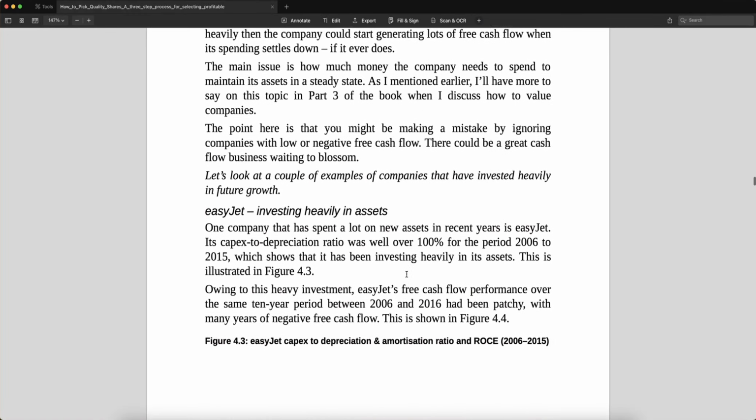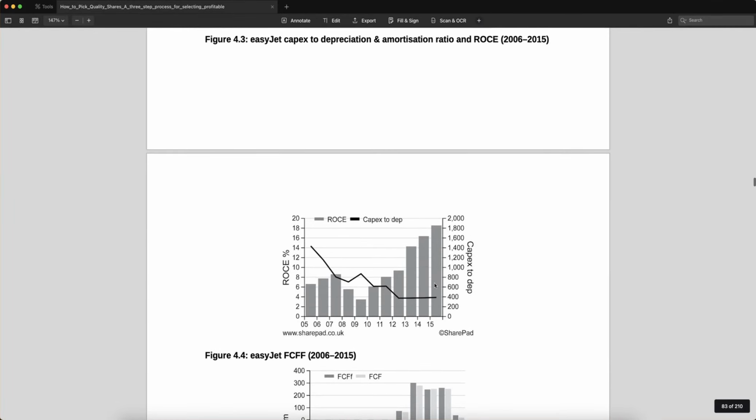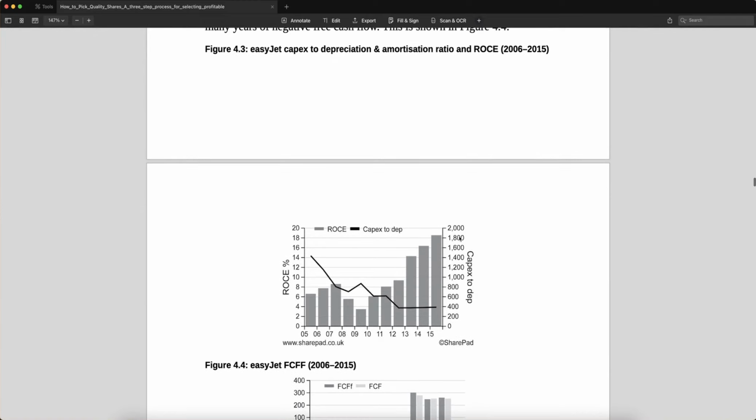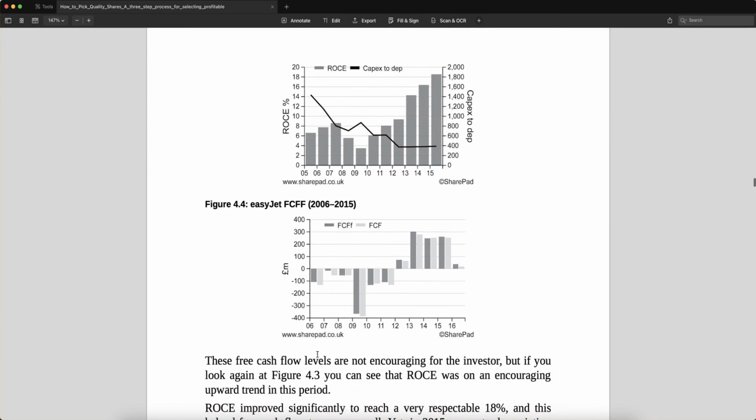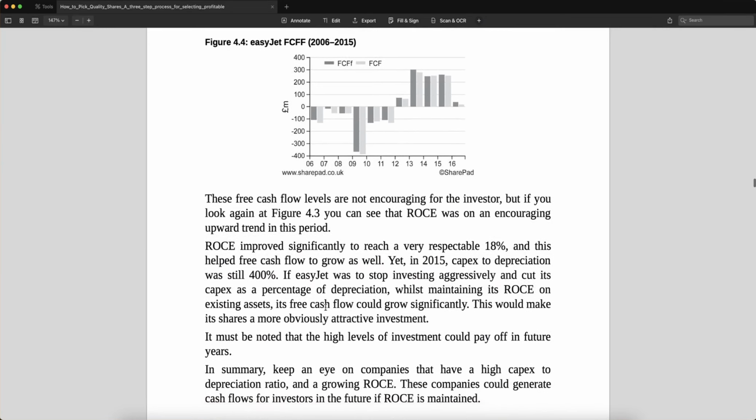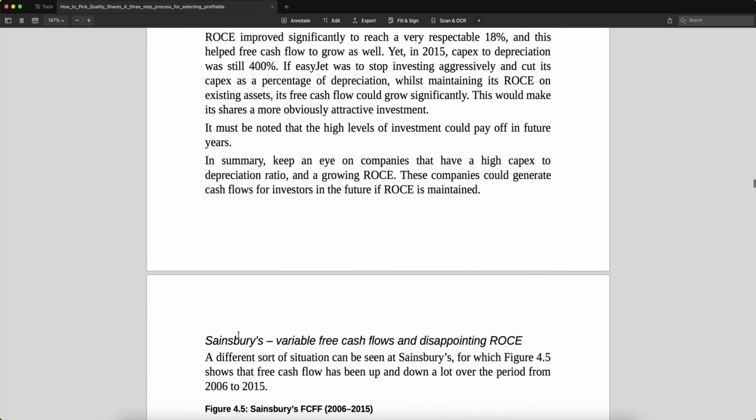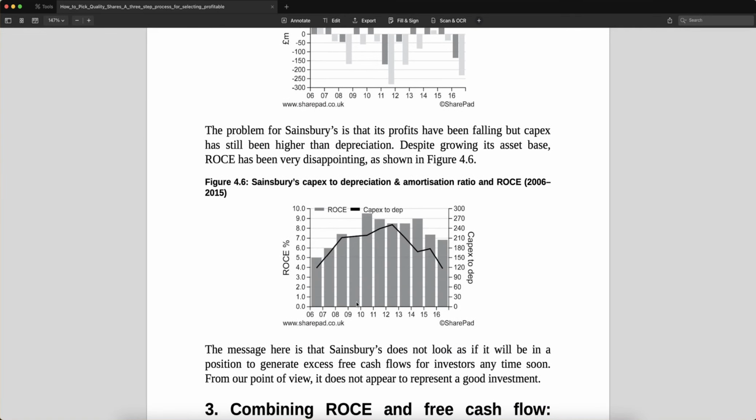So this is what he's saying over here, and then he says EasyJet is investing heavily in assets. They are making some assets, and their capex to depreciation is way above 400%, and their ROC is 18-20%. It is rising, very good sign. And if you see, I'm not encouraging this, but if you look at the figure for me, ROC was on an encouraging upward trend. ROC improved significantly, 400% capex to depreciation. And the second one, Sainsbury: variable free cash flow disappointing, ROE bad. So see the trend of the ROC versus your capex to depreciation ratio line, which we already have in our sheet.